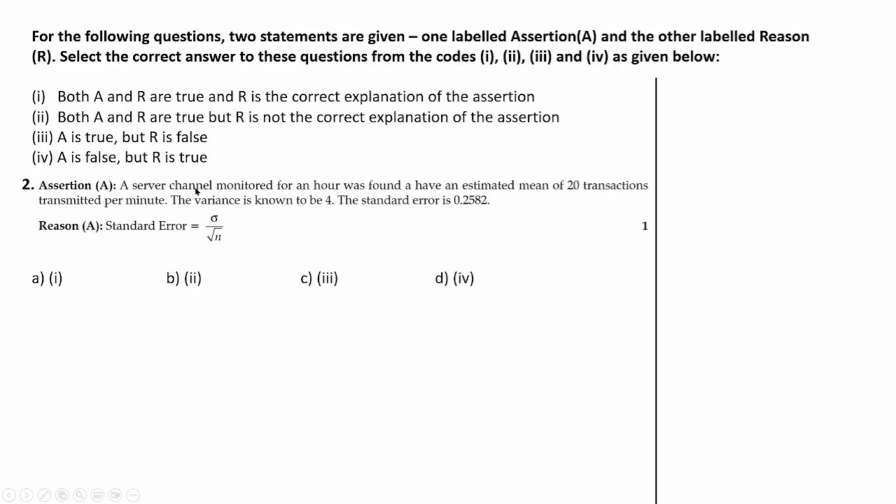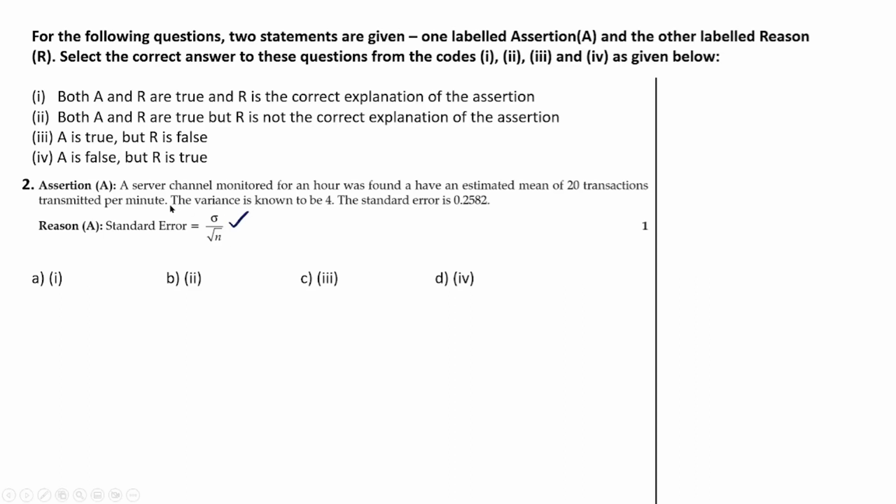Assertion: a server channel monitored for an hour was found to have an estimated mean of 20 transactions transmitted per minute. The variance is known to be 4. The standard error is 0.2582. Reason: standard error is equal to sigma upon root n. So here we can see that we calculate the standard error of mean as sigma by root n. So here the reason is true.